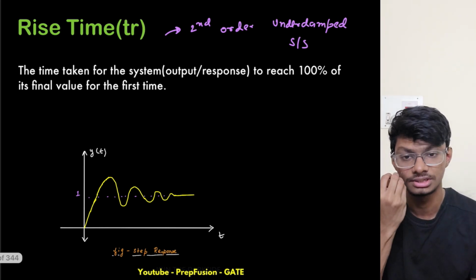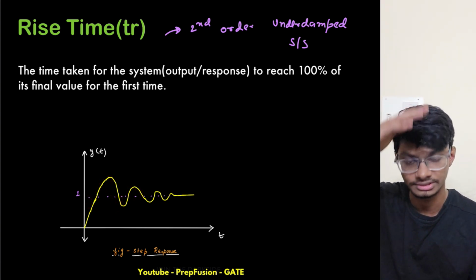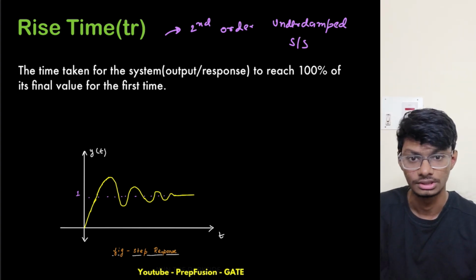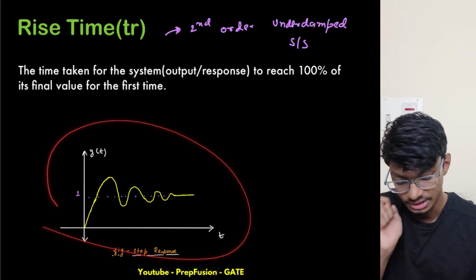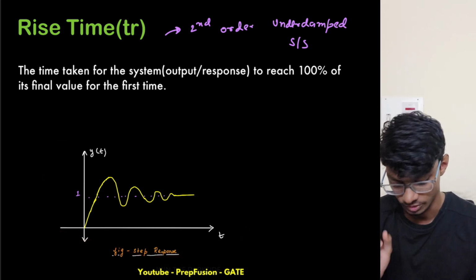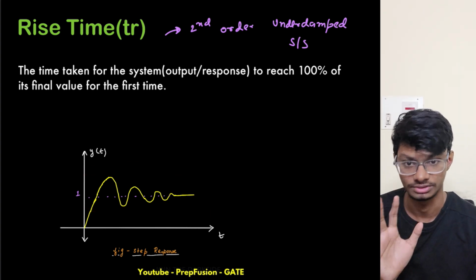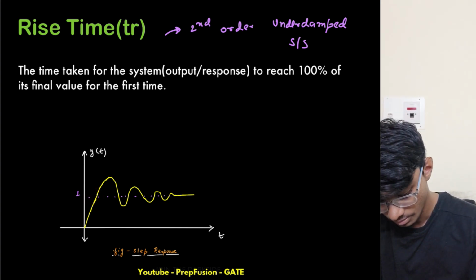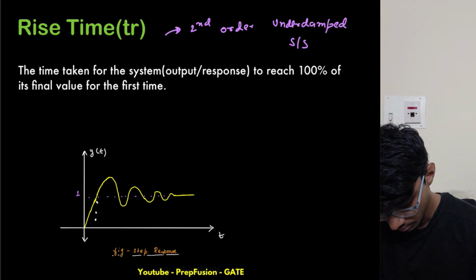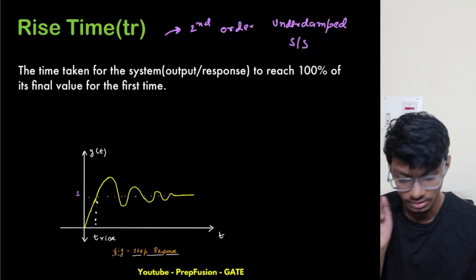Basically, what happens in an underdamped system is it oscillates. It sometimes goes over its steady state, then comes back down, then goes over again. So it is the time taken for the output to reach 100% of its final value for the first time. From the graph, when does it reach 100% of its final value for the first time? At this point. At this point it reaches 100% for the first time. So this will be my rise time, T-rise, for an underdamped system.